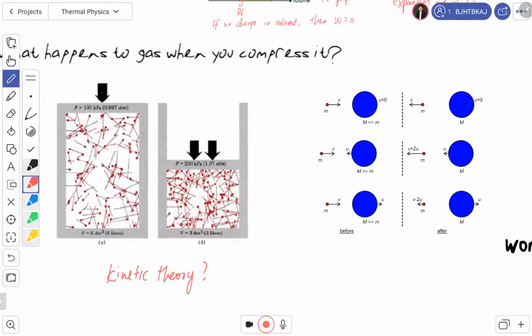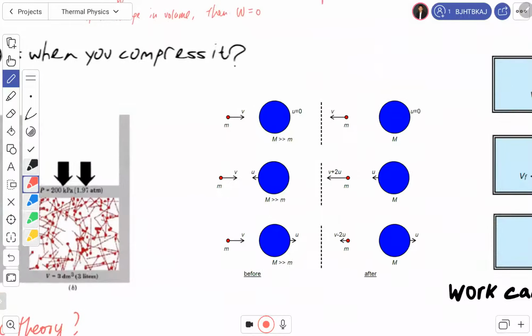Well, let's study this particular series of systems, a series of collisions. These are all collisions. What is happening here is we have a small mass colliding with a very, very huge mass. This mass is so huge that you don't need to calculate. You will know the conclusion is the following. Suppose the huge mass is not moving before the collision.